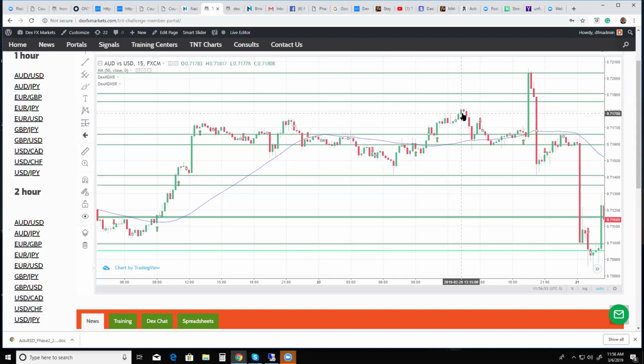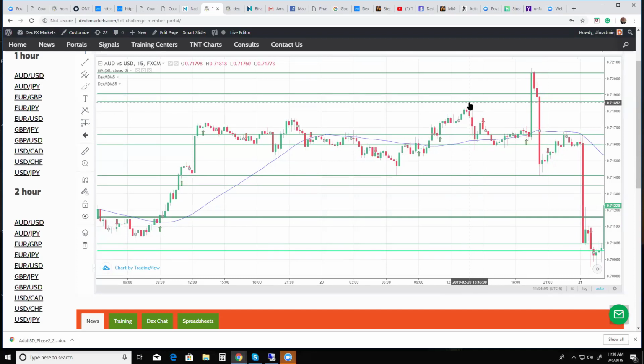So 71.78, you would have got in at 71.85. See, so you would only have been out 7 pips from that point. As soon as that pushes into that, you would have gotten into that trade, but you would have lost 7 pips. But the channel shifts.